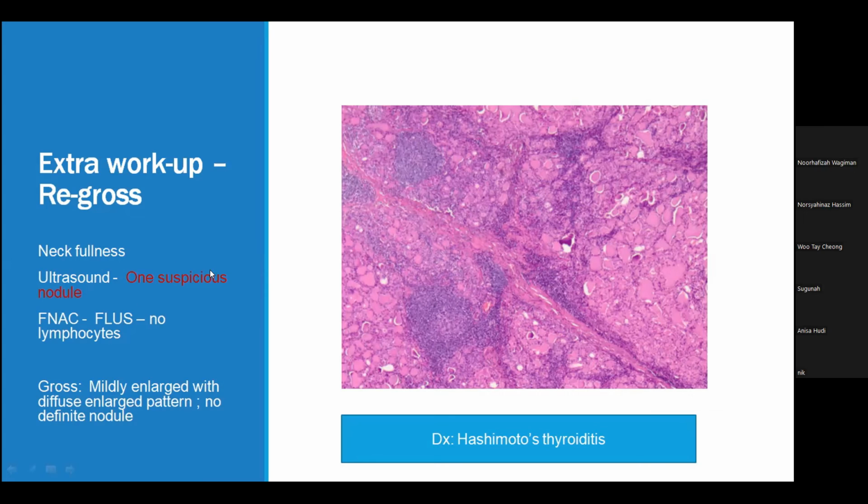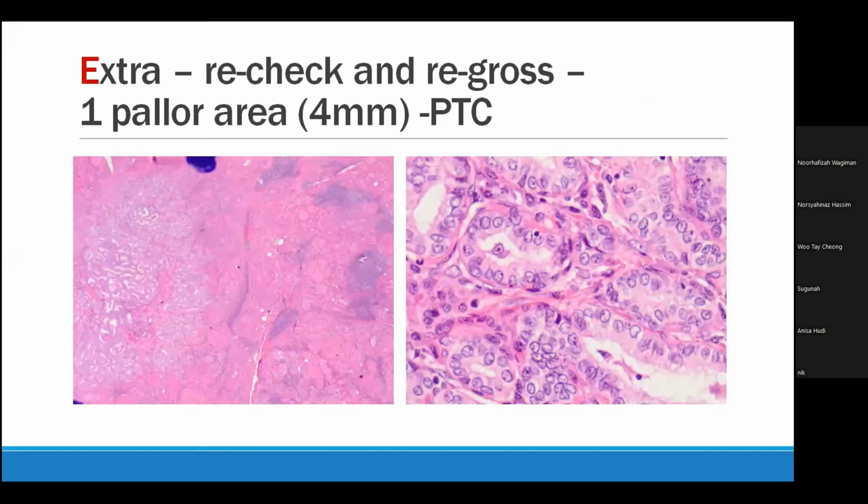However, because the radiologist said suspicious nodule, although during the initial check I didn't find any, I felt uneasy. I went back to the specimen. Okay, all looks safe. But then suddenly when I rechecked, I found this vague 4 mm paler area. Everything was pale, but I found this paler, vague nodular area in the mid portion of one of the glands. Luckily, I sampled it, took one block, and what I found was papillary thyroid carcinoma.